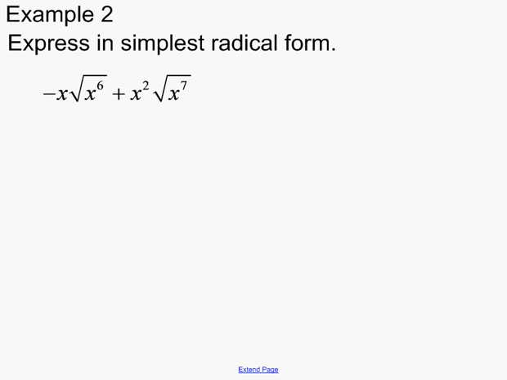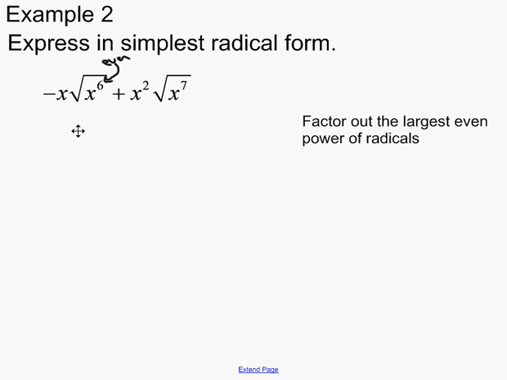Example 2, express in simplest radical form. Okay, so now we are just simplifying radical expressions, and we're dealing with variables here with exponents. So since we're dealing with square roots, we have to factor out the largest even power of the radicals. So let's go ahead and do that. This is already even. You see that? It's already even, so I'm just going to leave that alone and just rewrite it as negative x radical x to the sixth. I'm going to bring down the x squared.